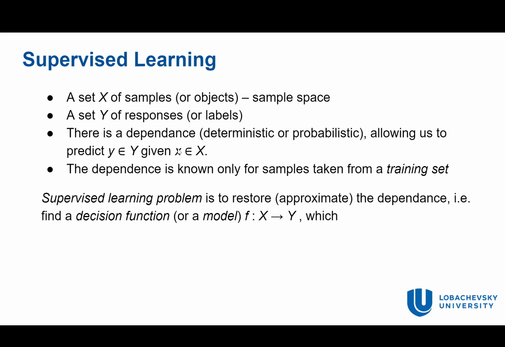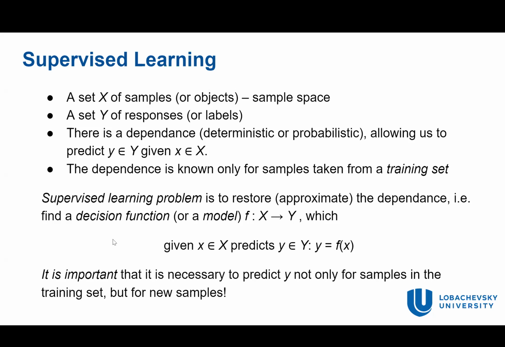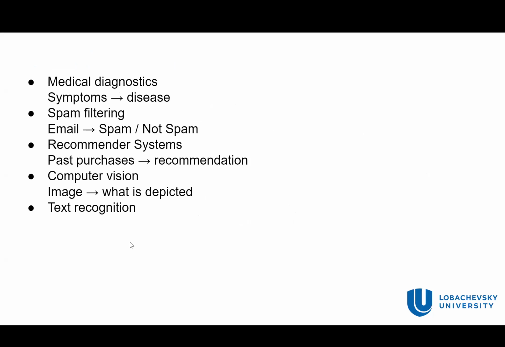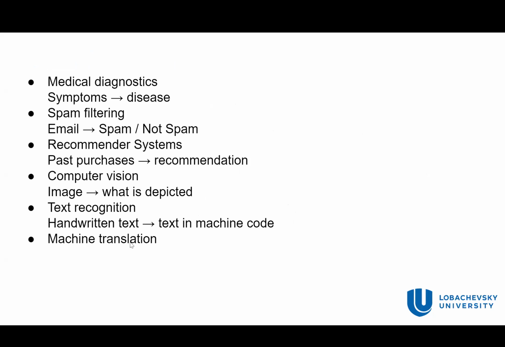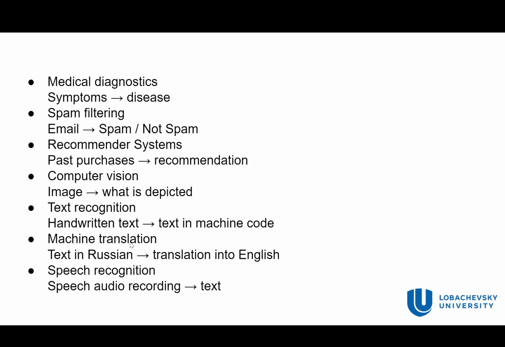That is, find a decision function. It is called also a model, f. And f is a mapping from X to Y, which given x predicts y. It is important that it is necessary to predict y not only for samples in the training set, but for new samples, of course. And a lot of examples of such problems exist.